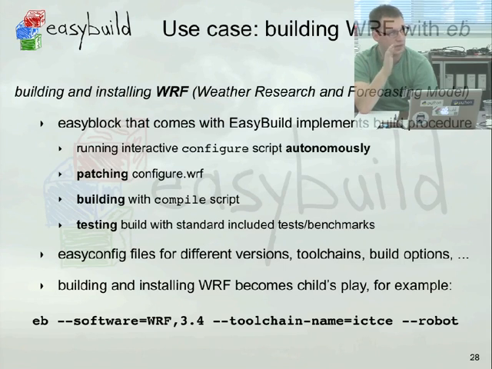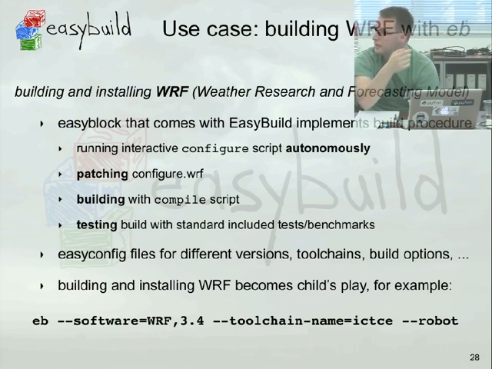Then the easyconfig files, we have easyconfig files for different versions of WRF, different toolchains of WRF, so with Intel compilers, with GCC compilers, and different build options. So you can build WRF in a distributed version with MPI, a shared memory version, so only OpenMP, or hybrid. And for each of these, you can specify to EasyBuild, please do this. Once that is taken care of, and it is now in EasyBuild, it just becomes a single command line to do it.